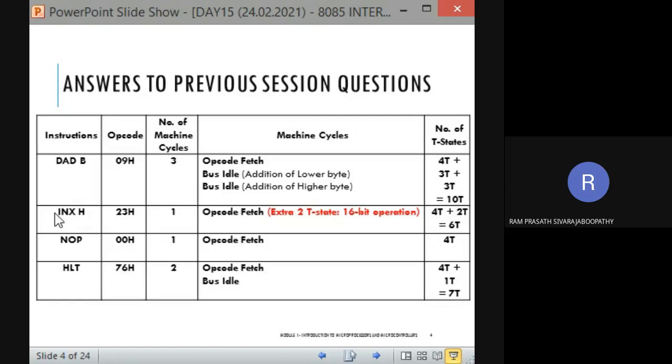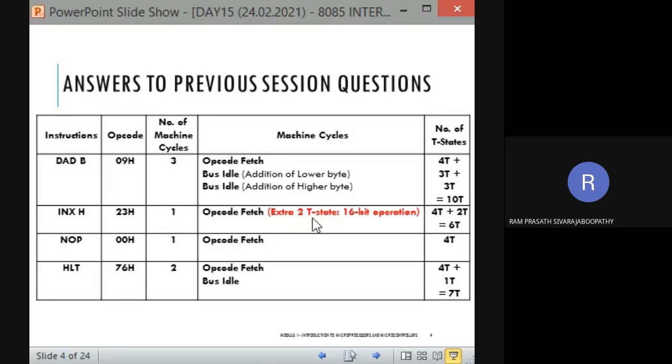Then the next instruction, INX H. Here it is a 1 byte instruction only, so only opcode fetch. What is the duration of opcode fetch typically? Can you type it in the chat? Yes, very good, 4 T states. But here, after decoding, it has to do a 16-bit operation. The instruction is INX, which means a 16-bit operation. To perform this operation, it takes an extra 2 T states.